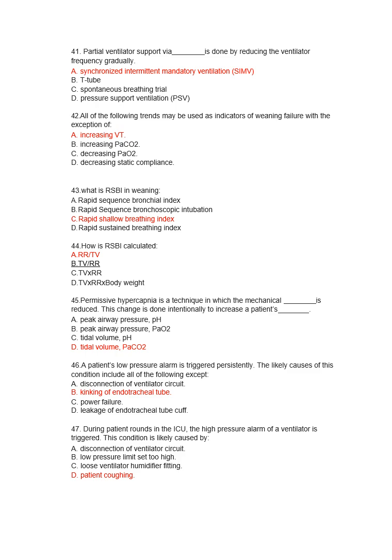Coming to the next question. During patient rounds in the ICU, the high pressure alarm of the ventilator is triggered. This condition is likely caused by: disconnection of the ventilator circuit, low pressure limit set too high, loose ventilator humidifier fitting, or patient coughing. The answer is patient coughing. When the patient coughs, there will be an increase in the airway or ventilator circuit pressure, and it will lead to a high pressure alarm. But if it is a disconnection or a loose ventilator fitting, a low pressure alarm will be triggered.